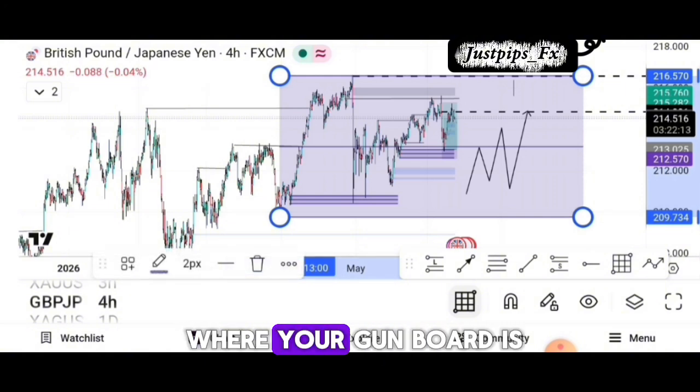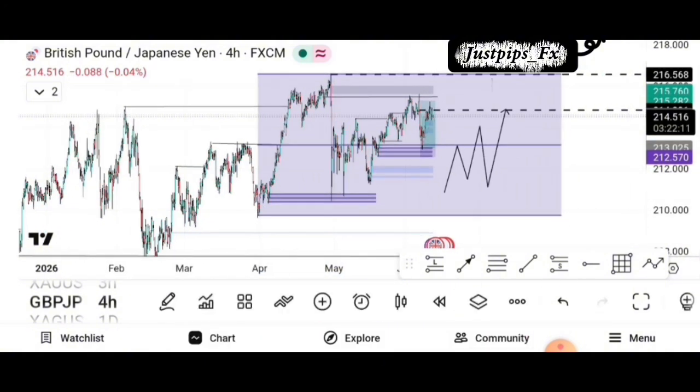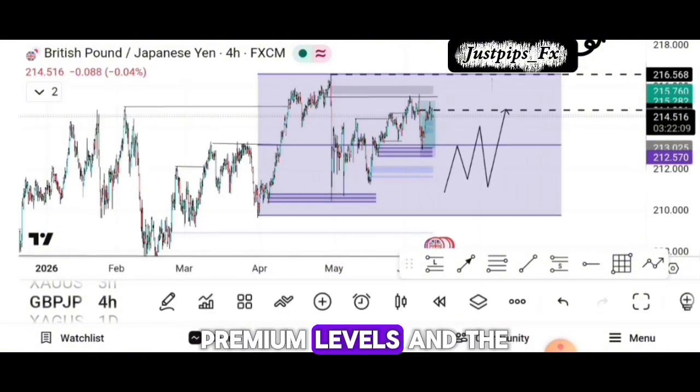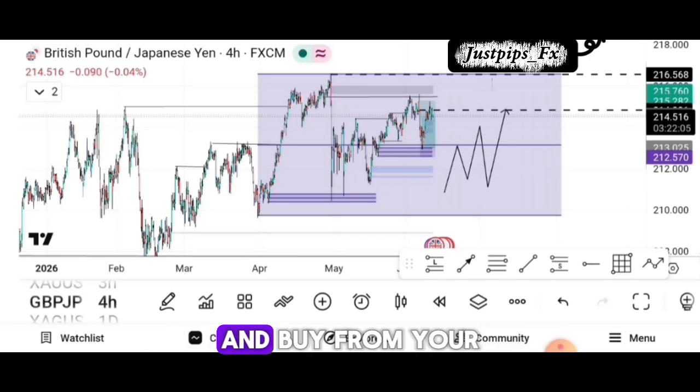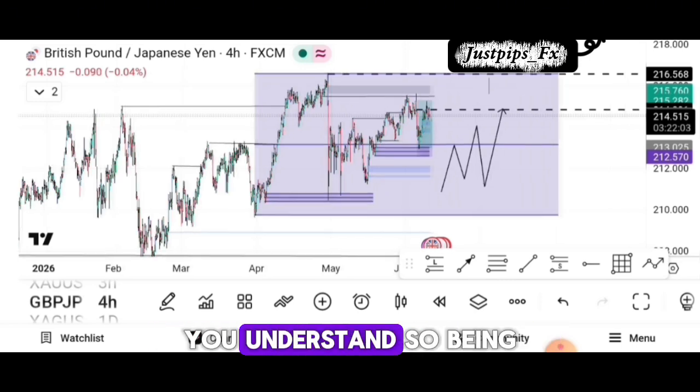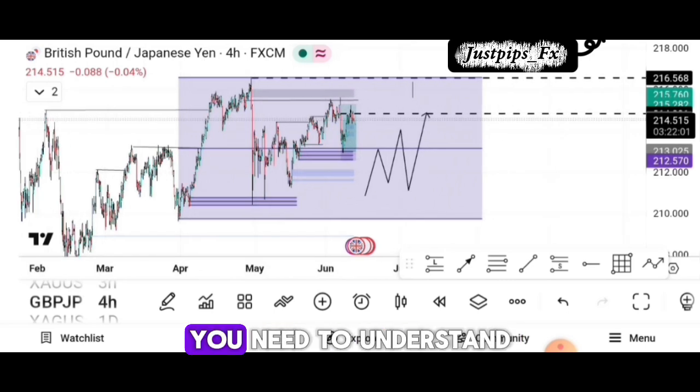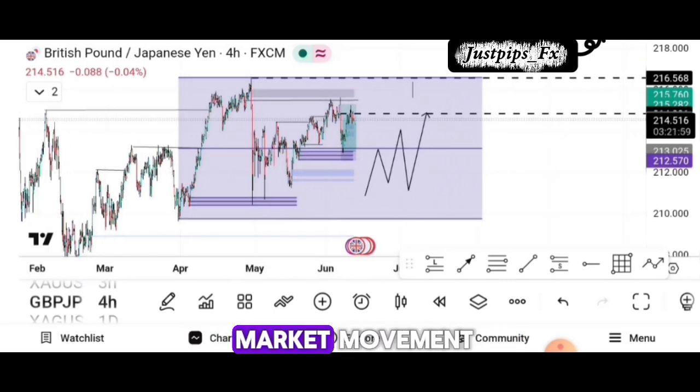So that will be where your downward is. Now, you already know your premium levels and the discount levels. You know that you sell from the premium level and buy from the discount level. You understand? So being that said, you need to understand the logic behind the market movement.